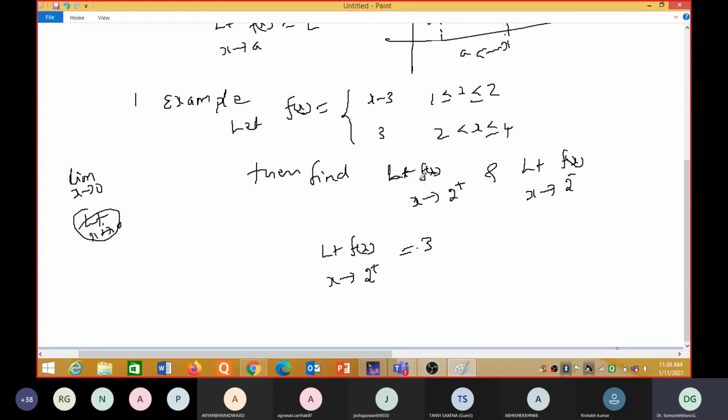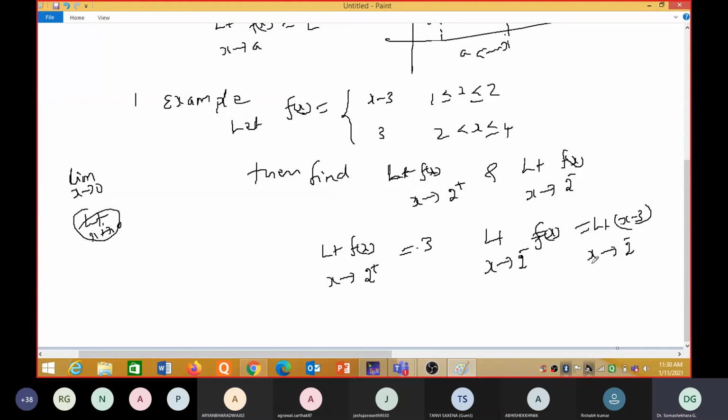Similarly, what is the left hand limit? Limit x tends to 2 minus. So what is the answer? Limit when x tends to 2 from the left hand side. Left hand side means this side. Actually, this is f of x, so limit x tends to 2 minus of f of x is x minus 3. Understanding now? Yes, sir.